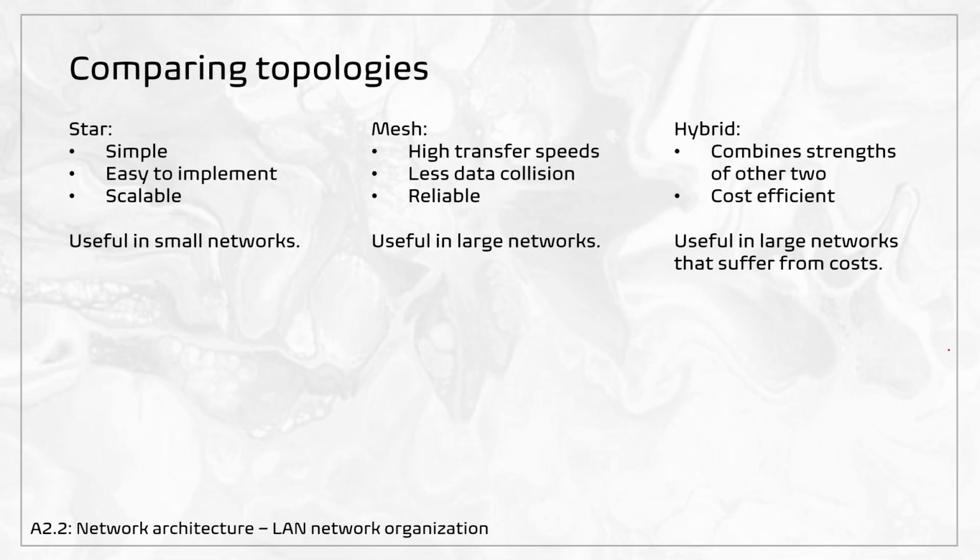Mesh networks have higher transfer speeds than star networks because data is sent directly to its destination. There's also less data collision because data isn't concentrated into one single region, like it is in star topologies. All of this makes mesh topologies more reliable, but the setup can be quite more complicated than star topologies. And lastly, hybrid topologies just combine the advantages of each, making it both reliable and cost efficient, although the logistics behind setting up a hybrid topology can be quite complicated.